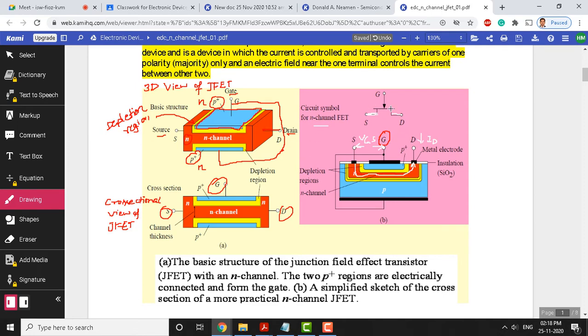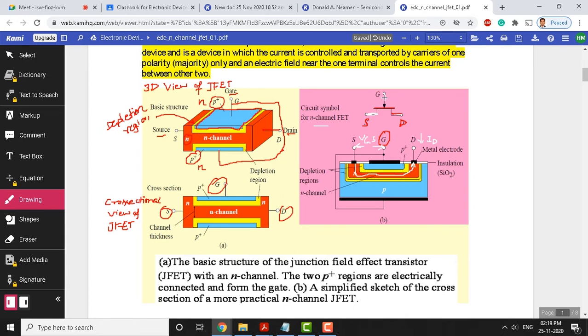Okay. The symbolic representation, as I was telling you: this is the source region, and the complete region is shown with a horizontal line here, and that is shown as the source terminal, and there is a drain terminal here. This side is the drain terminal. And this top line indicates the gate. The complete depletion region, the yellow colored region, is shown with a horizontal line here.